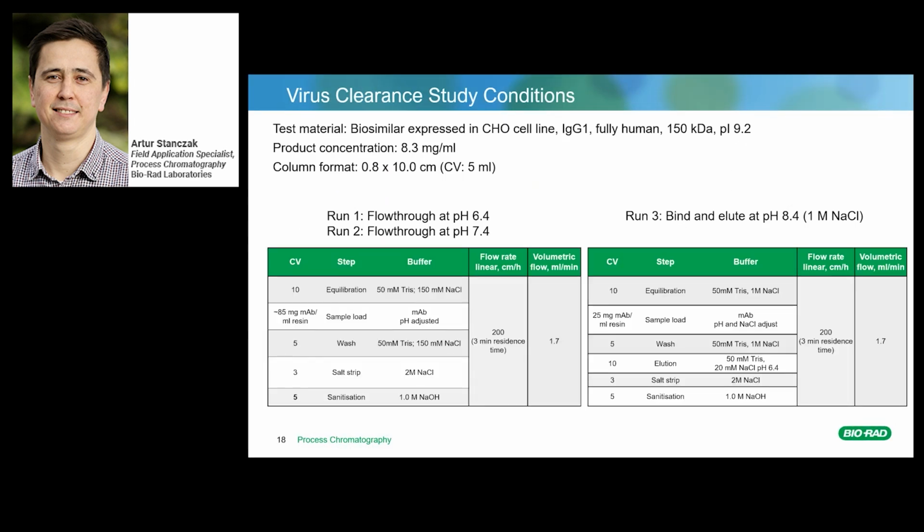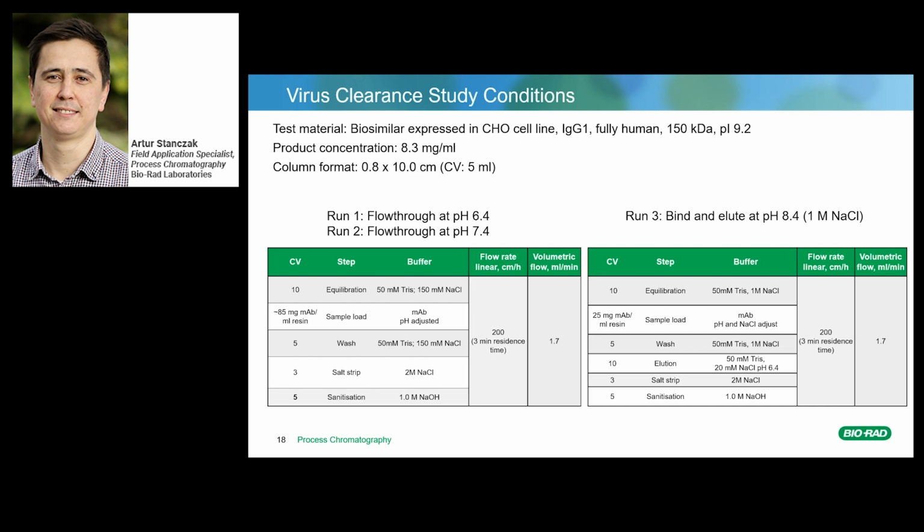The optimized chromatography conditions were then transferred to Charles River laboratories for viral clearance studies. Runs at pH 6.4 and 7.4 were conducted in flow-through mode, while the run at pH 8.4 was performed in bind and elute mode under high salt conditions. All chromatography runs were performed using 5 ml prepacked columns at a flow rate of 200 cm per hour, which resulted in a 3-minute residence time.